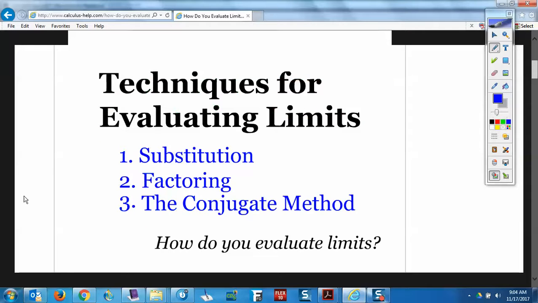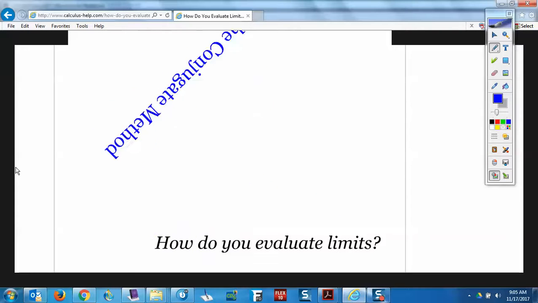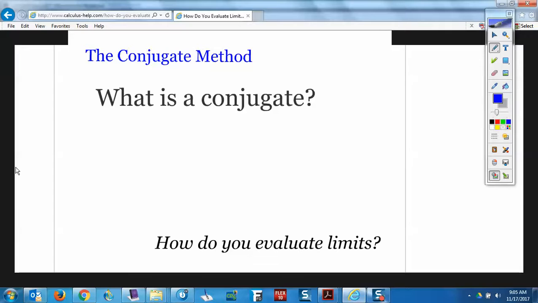Alright, almost there. If the substitution method fails and the factoring method fails, you're not without hope. You can still try the conjugate method. Before we talk about the conjugate method, though, we might as well figure out what a conjugate is first. Take a look at this expression, the square root of x minus 4.